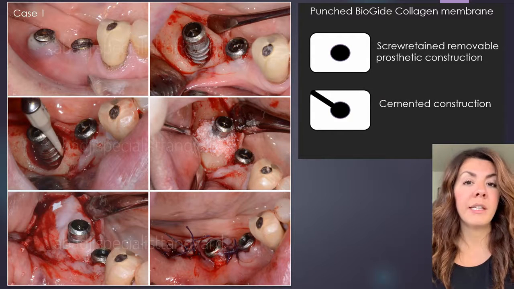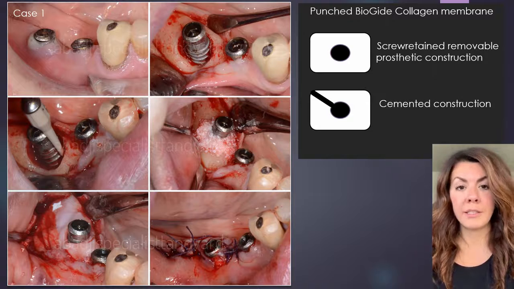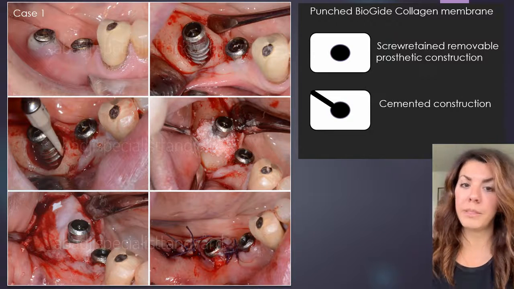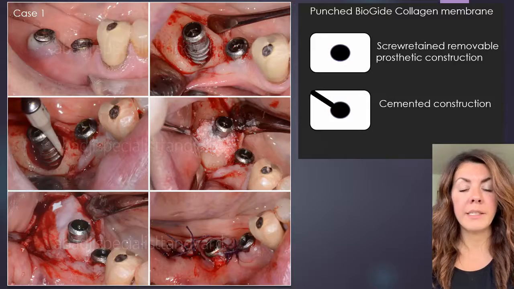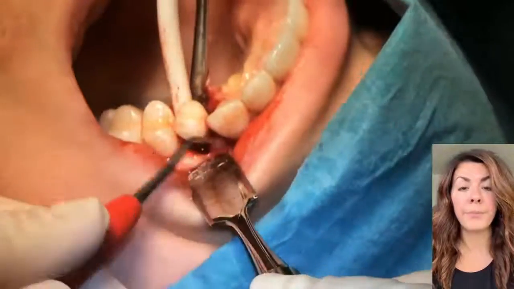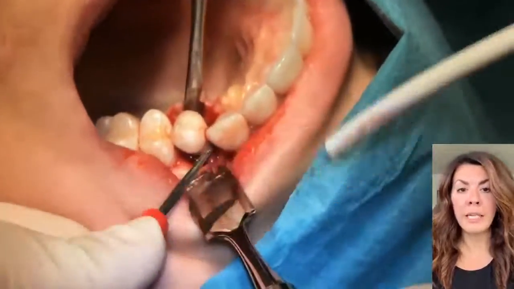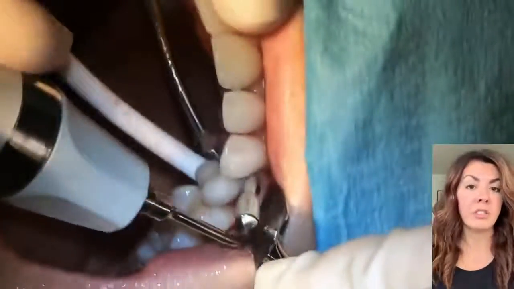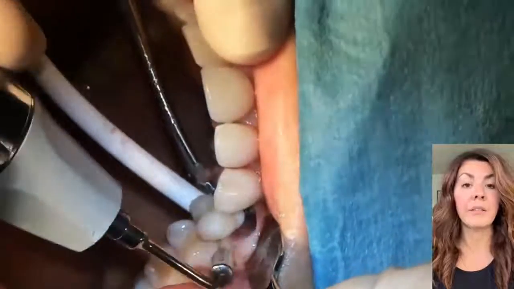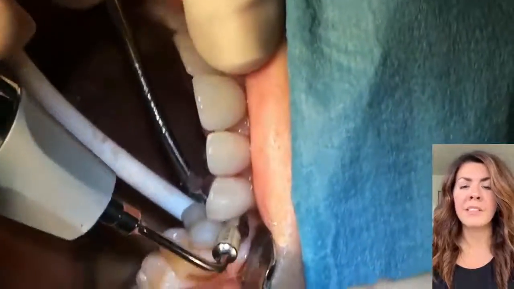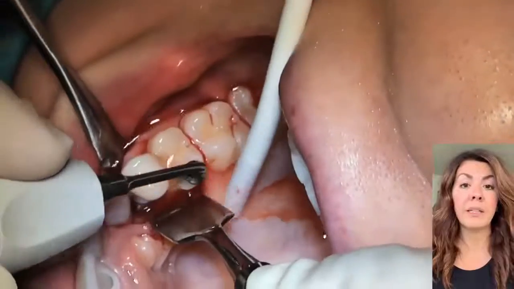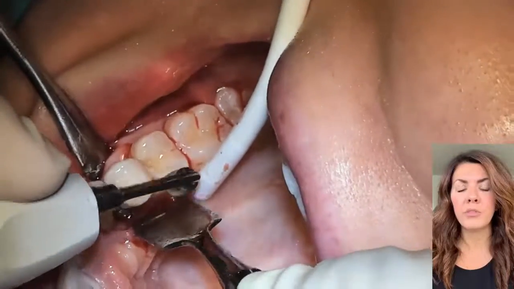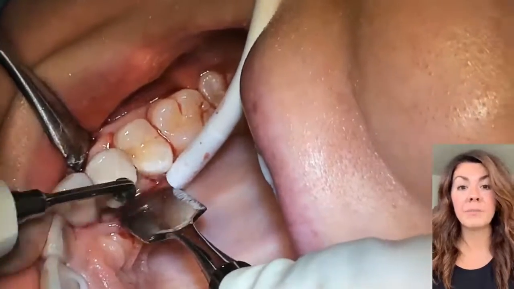So we decided to try to do reconstructive surgery around the affected implant. What I usually do is that I perform a flap. I remove the granulation tissue and calculus with hand instruments. Then I use a piezo ultrasonic device with a special tip to clean and disinfect the implant. This tip is made especially for implants, so you won't scratch the implant surface, just clean it.